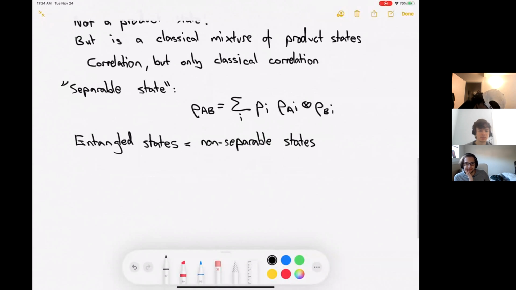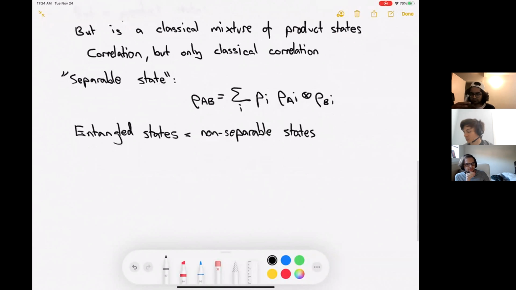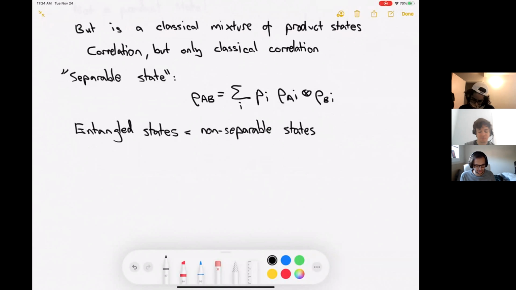Any other questions? Okay, awesome. So that's a basic definition. But we want to do more. Again, we want to define a notion of states being more entangled or less entangled or barely entangled.